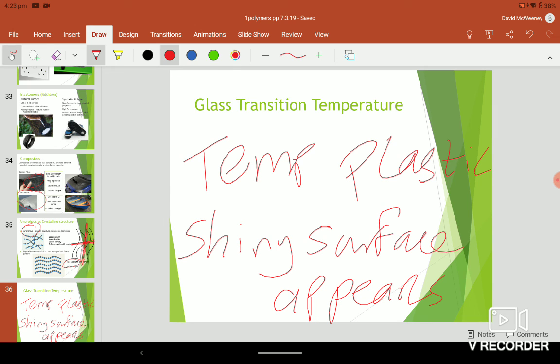Okay, and so that's it, guys. That's just the finish of the thermoset plastics, or the classification of plastics.